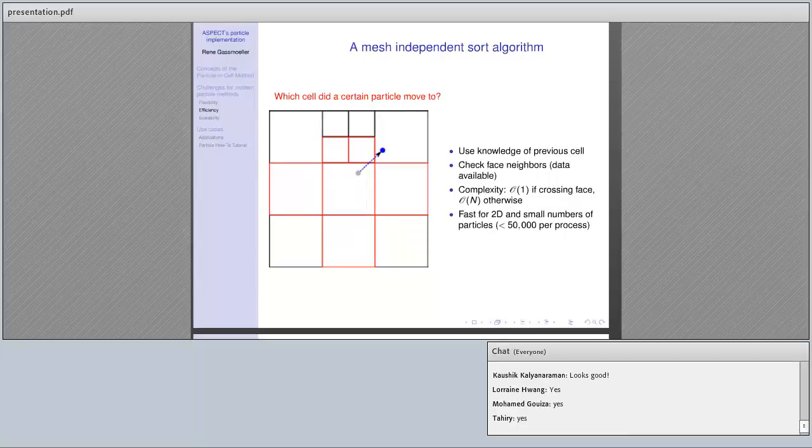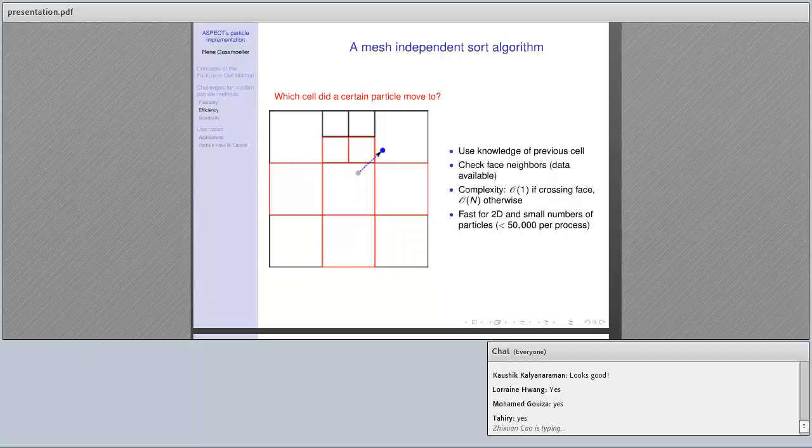So let's start with this slide again. What can we do to make that better? We can make use of the knowledge where this particle was in the time step before. Because under all normal circumstances, the particle can only move to one of the neighbors of the previous cell. And the easiest way to check that is to check all of the neighbors of the old cell, if the particle is in that one.